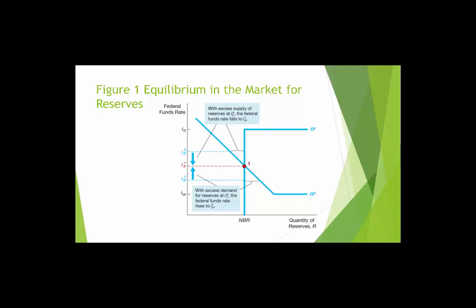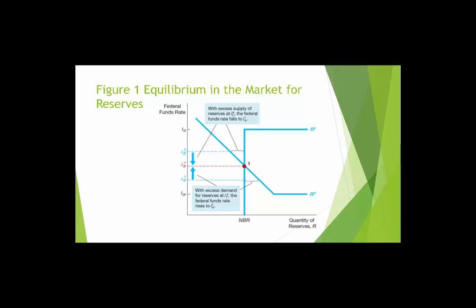If we were at the lower level, so i_FF1, then you can see that at that interest rate, the demand for those reserves is higher than the actual reserves that are available. And so that means that to clear the market, the interest rate must increase. So that pushes the Fed funds rate back up towards i_FF star. So that's the basic model.